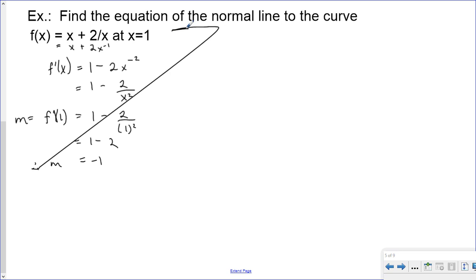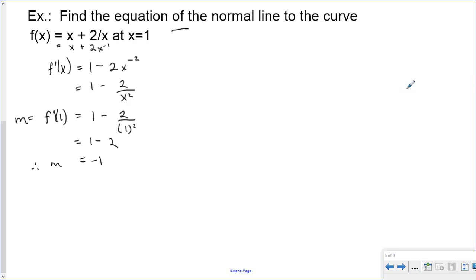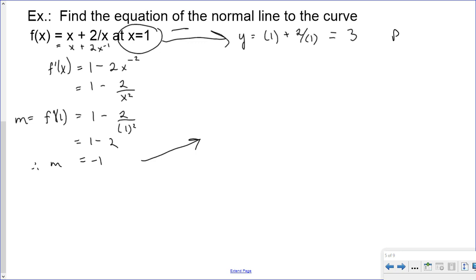This pen is driving me crazy. Now we've got our value of our slope and our point. But what I don't have in my point is my y value, and sometimes I'm not given that. My x value is 1. Sometimes I just have to find my full point, my x and my y values, in order to find this line.